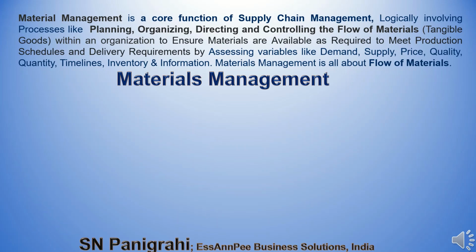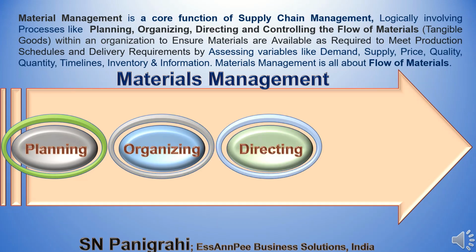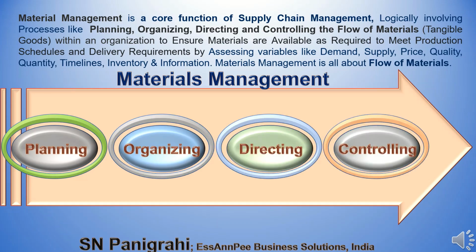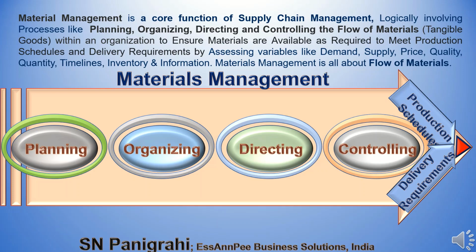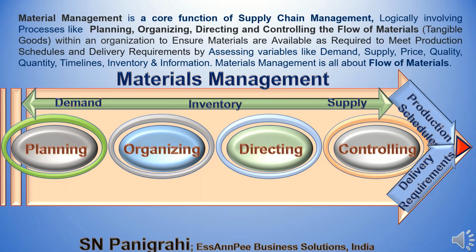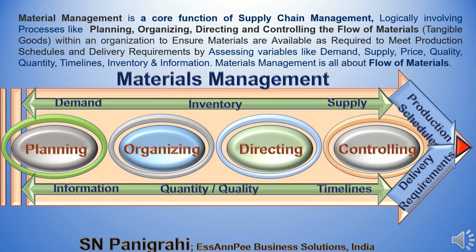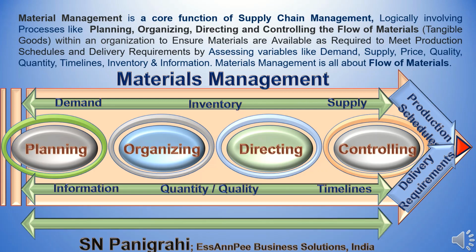Material management is a core function of supply chain management, logically involving processes like planning, organizing, directing and controlling the flow of materials, that is tangible goods, within an organization, to ensure materials are available as required to meet production schedules and delivery requirements by assessing variables like demand, supply, price, quality, quantity, timelines, inventory and information. Materials management is all about flow of materials from suppliers to customers.